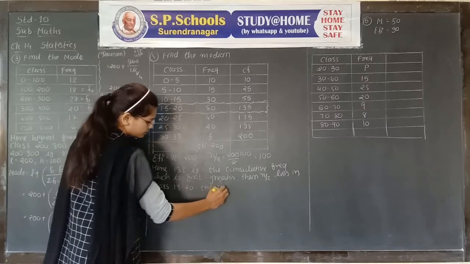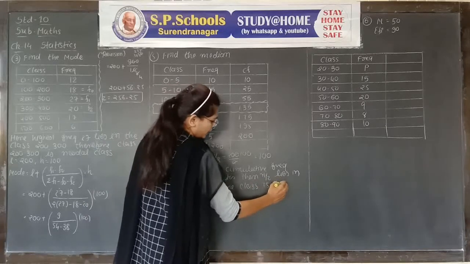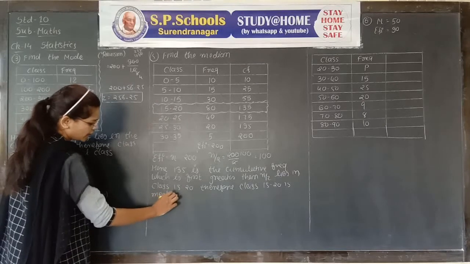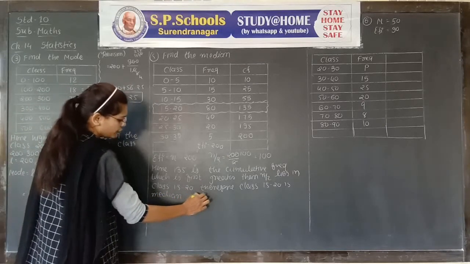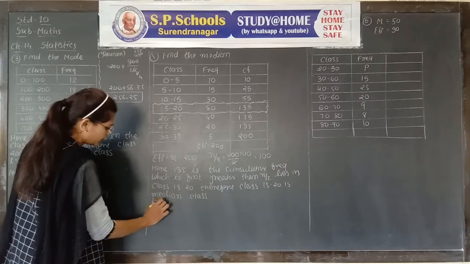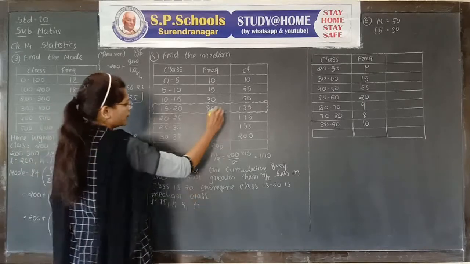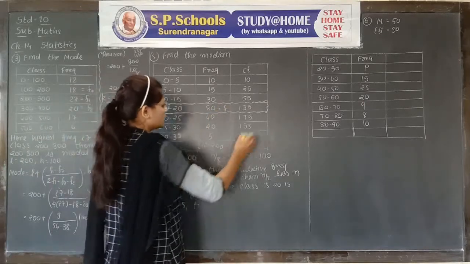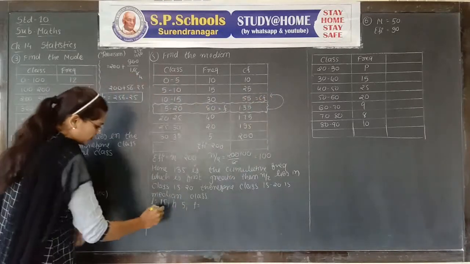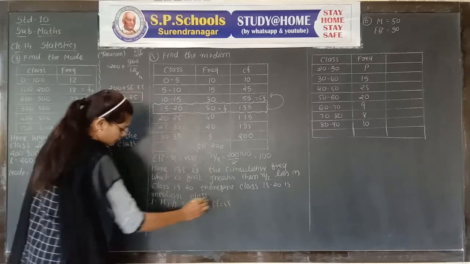Therefore, class 15 to 20 is the median class. So our answer lies between 15 to 20, where the lower limit L is 15, class size H is equal to 5, F is the frequency of the median class, and CF is the frequency of the class preceding the median class. F is 80 and CF is equal to 55.